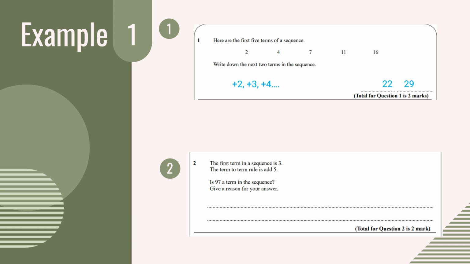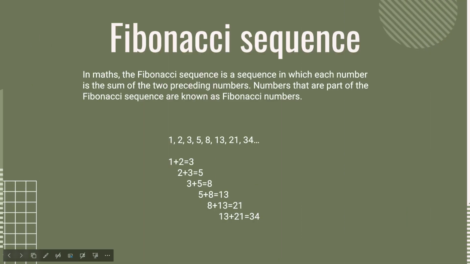The way we would start to answer this question is to write down the first 5 terms of the sequence. Here, the first term is 3. Then we plus 5 to get 8, plus 5 to get 13, plus 5 to get 18. Here we can see a pattern. Each term ends in either 3 or 8. And as our number is 97, it does not end in a 3 or an 8. So our answer is no, and our reason is because each term in the sequence ends in 3 or 8.